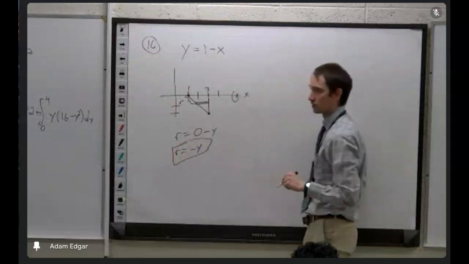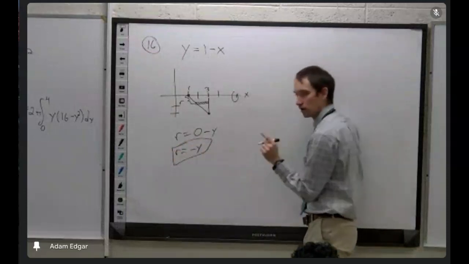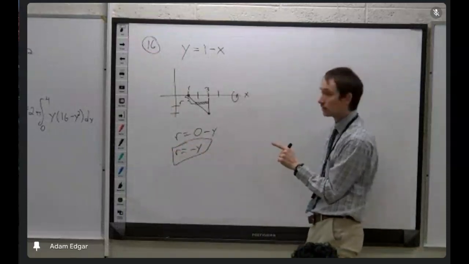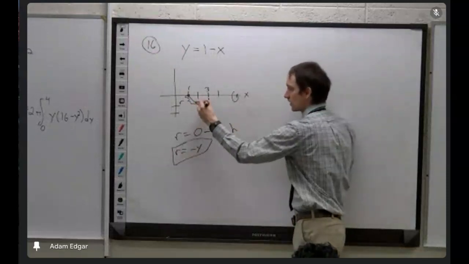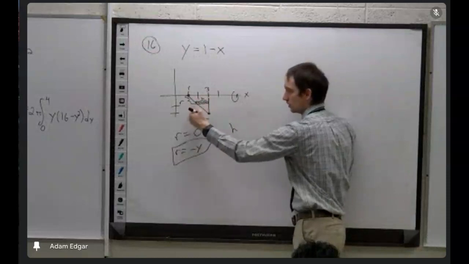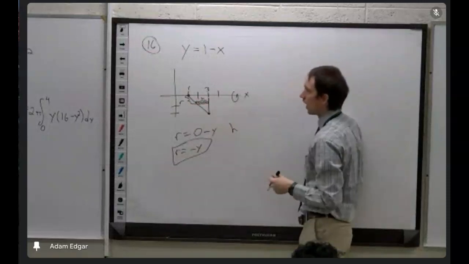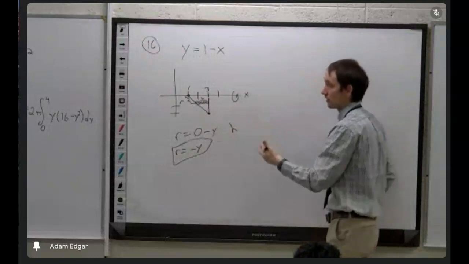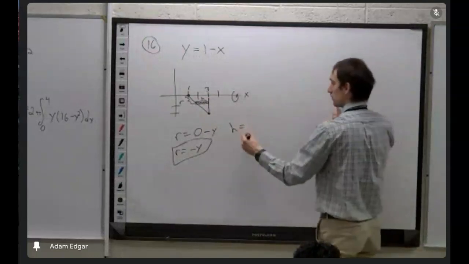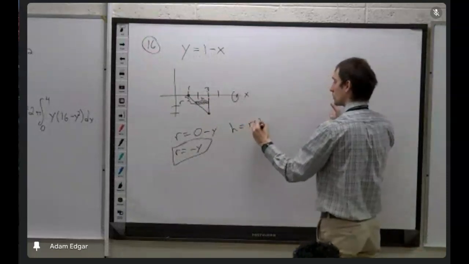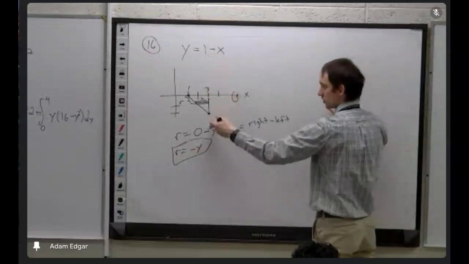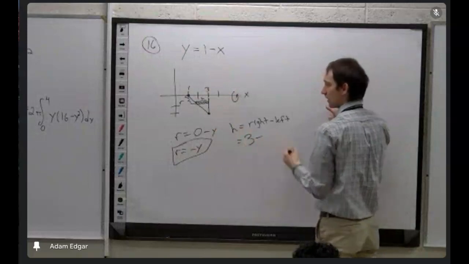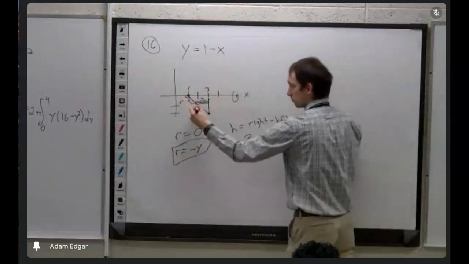So does that make sense for r? Then height is this distance here across the rectangle. Again, big minus little, in this case, is right minus left. So what's the right edge of this region? 3. And the left edge is the line.